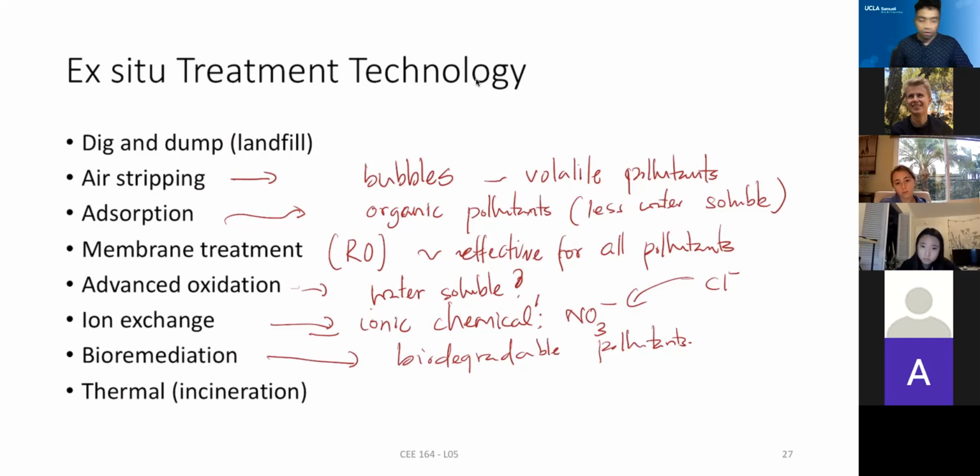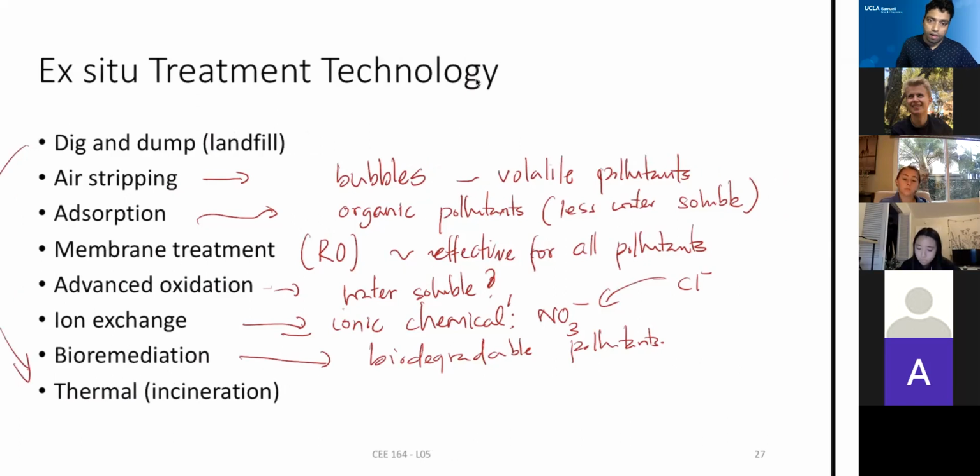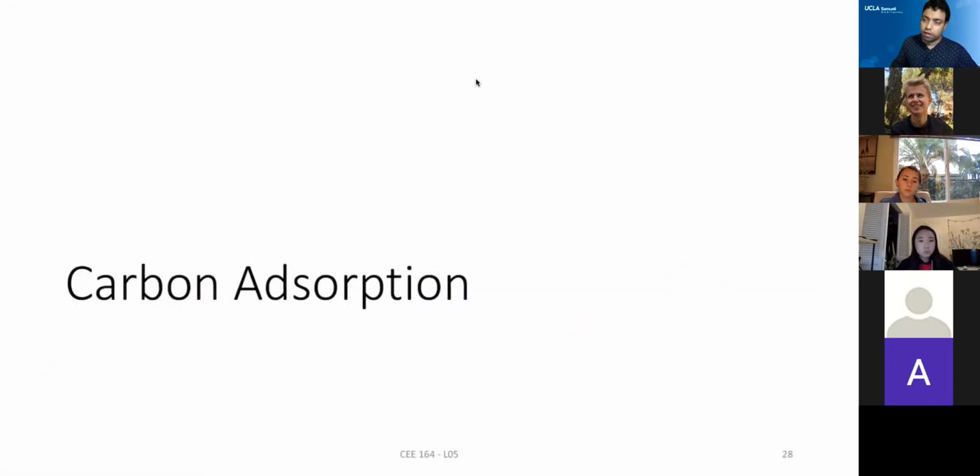The last one is thermal incineration. That's not necessarily always effective. That's basically a source treatment. You burn, or incinerate, the entire soil at the source zone. All right, so that's all for the Ex-situ methods.